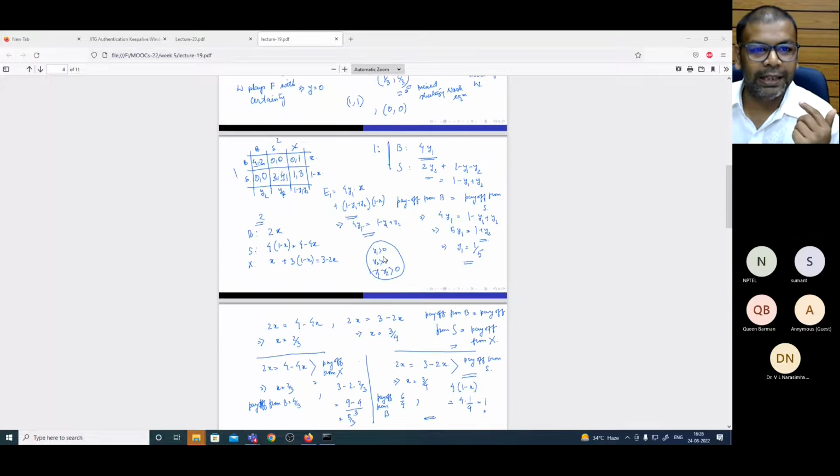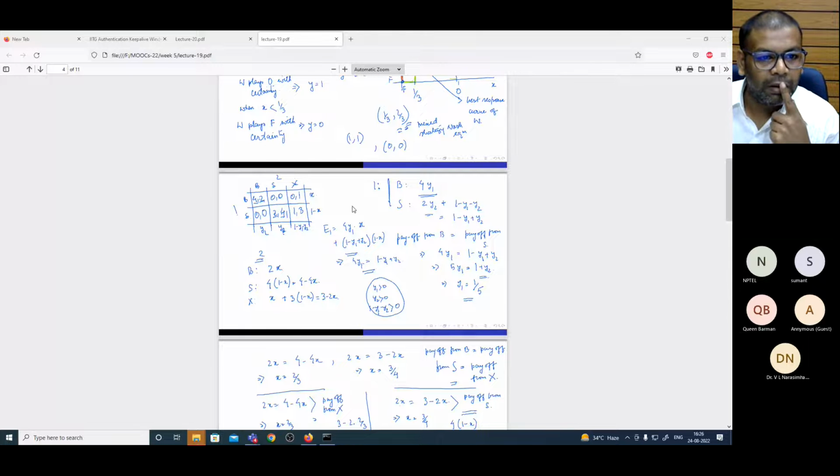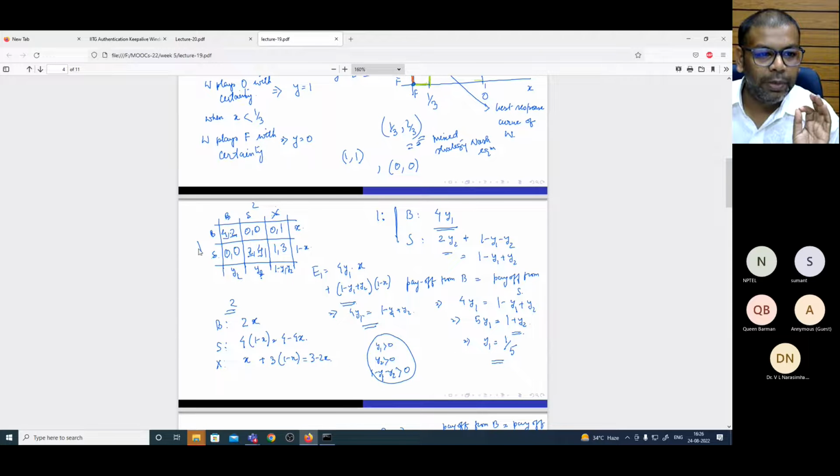Okay, let's take this game. Is it visible to you? So this is a game between two players, player one and player two. Player two has three strategies, B, S, X, and player one has two strategies, B and S. Or you can call them actions also. And payoffs are like this.